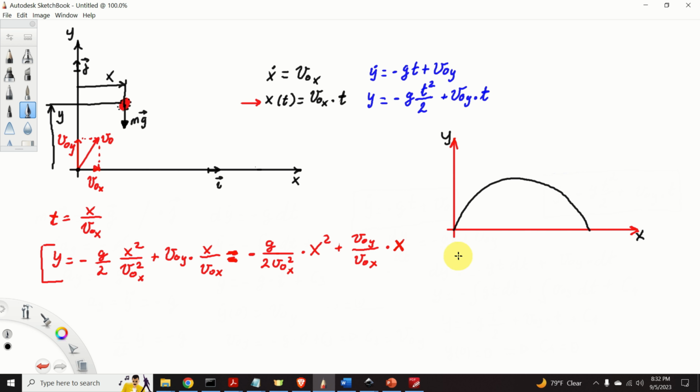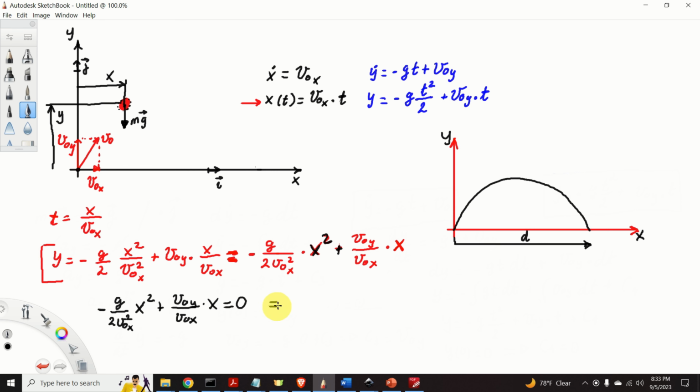Next, we need to solve the problem D. In the problem D, we need to determine this distance. How to determine this distance? Let's analyze this equation. We basically need to determine the zeros of this function. How many zeros does this function actually have? Let's see. To find the zeros, we need to actually solve this equation. G over 2v0x squared times x squared plus v0y over v0x times x should be equal to 0.